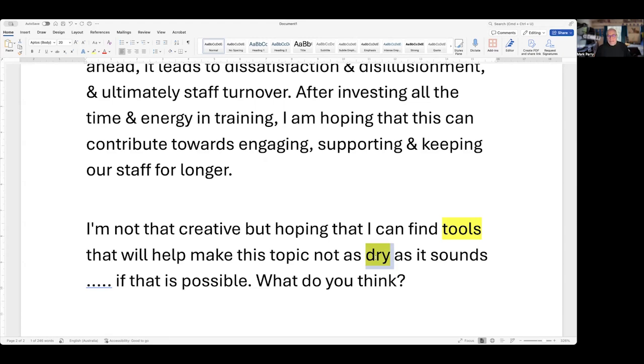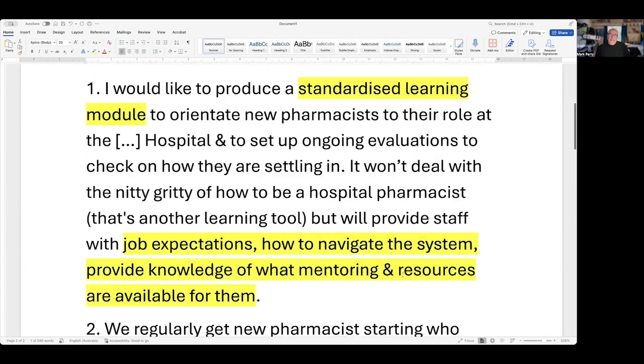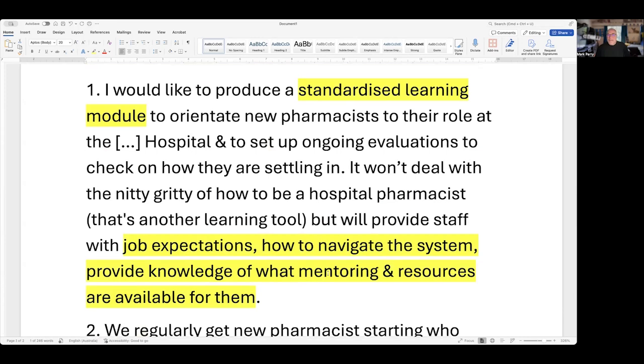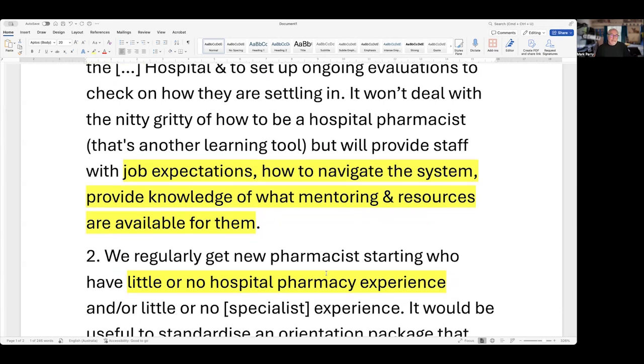It may be dense, it may be detailed, it may be monotonous, lots of other words, but I've just got a feeling that if we sneak back up here, because we want to find out less about the pharmacist special knowledge, hospital pharmacist knowledge, they learn that somewhere else. We're looking at the human aspects of job expectation, navigating the system, maybe communication, mentoring, available resources. So these are all things that, to me, don't sound dry at all. They sound alive with kind of life and potential.